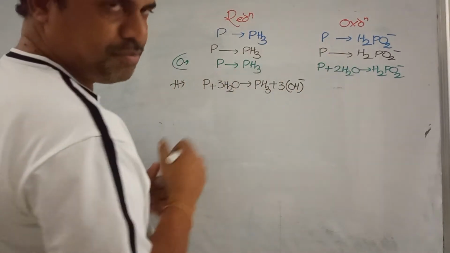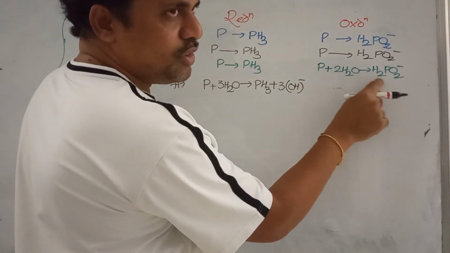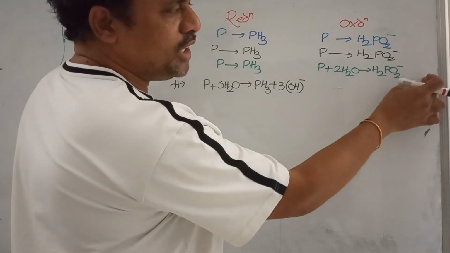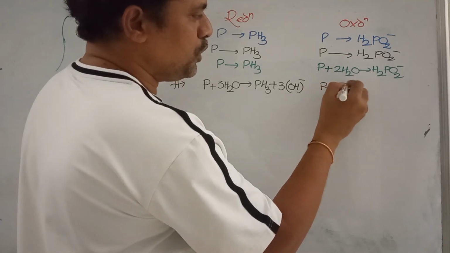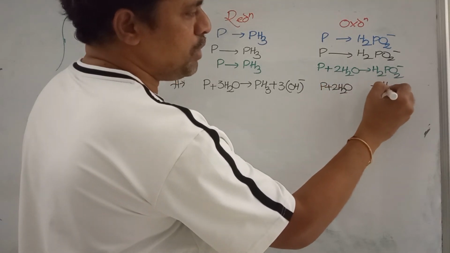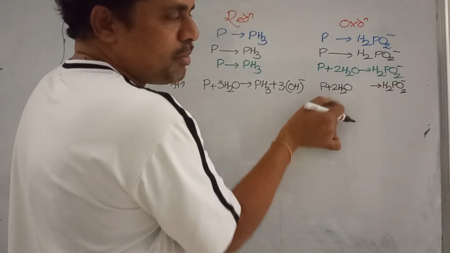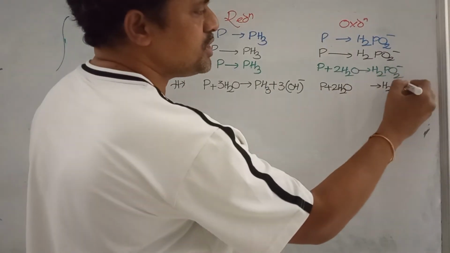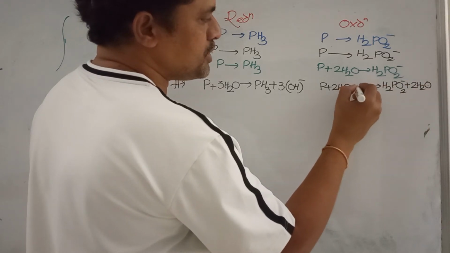What about this side? Here 4 hydrogens are there. Here already 2 hydrogens are present. 4 hydrogens, 2 hydrogens. So you need 2 hydrogens this side, right? P plus 2 H2O gives rise to H2PO2 minus is your equation already. Here 4 hydrogens are present, here 2 hydrogens are present. You need to add 2 hydrogens. So I am adding here 2 H2O. This side 2 OH minus.